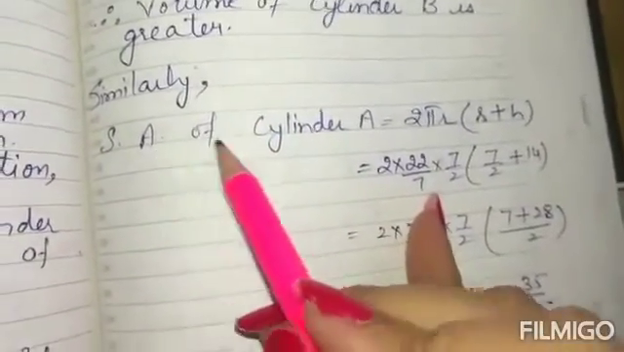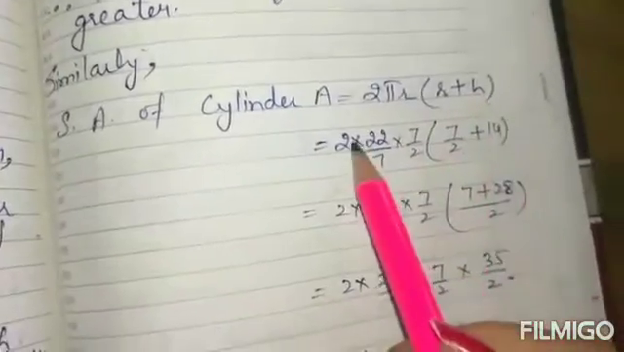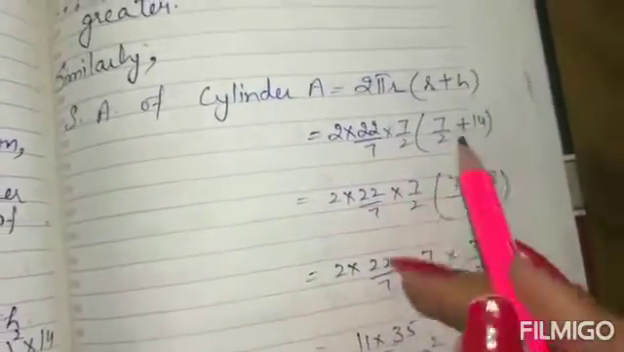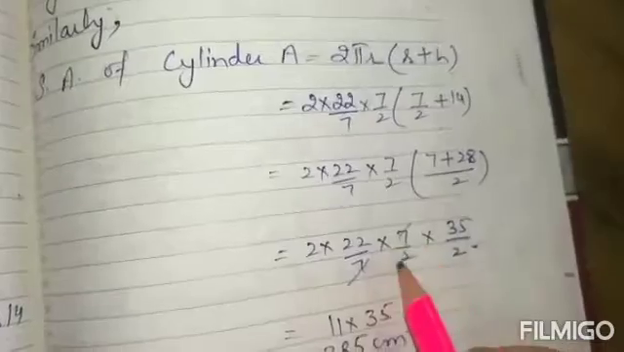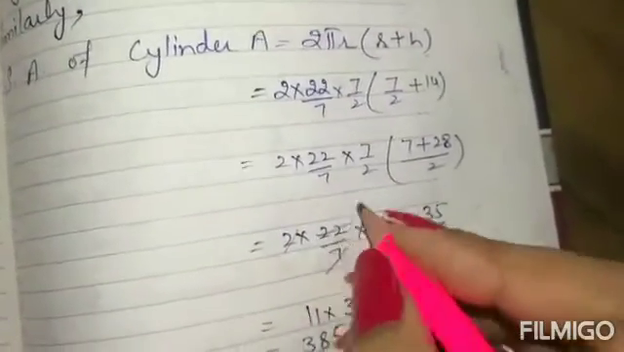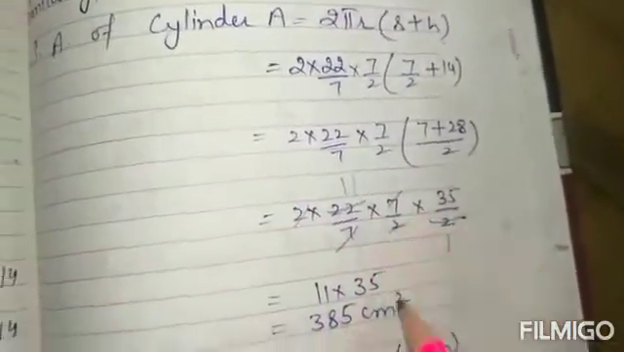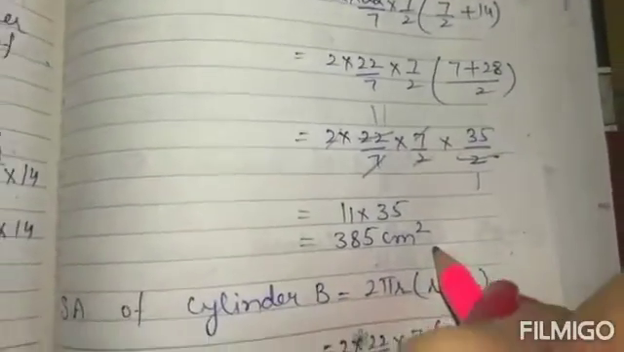Similarly, we have to find the surface area of cylinder A and B, 2 pi r (r plus h). Put the values and solve, you will get, when you cancel it, you will get 11 into 35. That means 385 centimeter square.